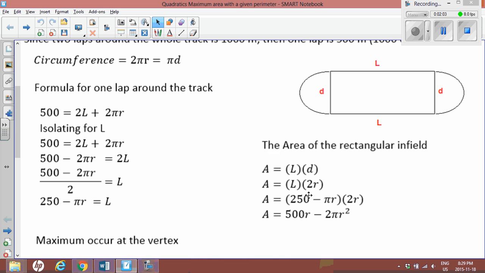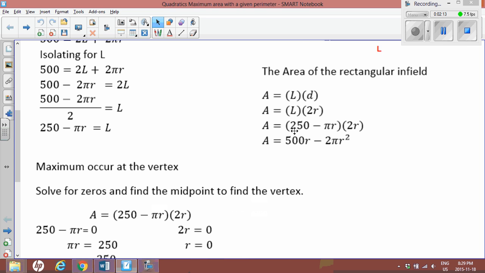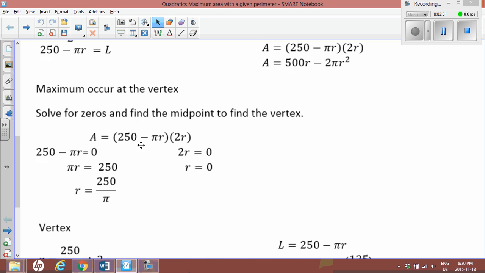We then can multiply this to expand it, or we can leave it right here, because we're going to use that to get the maximum vertex. Okay, so we know maximums occur at the vertex, and they're easy to get from the zeros. This is already in factored form, so the zeros are easy to get. So we have here area equals 250 minus pi r times 2r. Set this one equal to 0 and rearrange to solve for r.